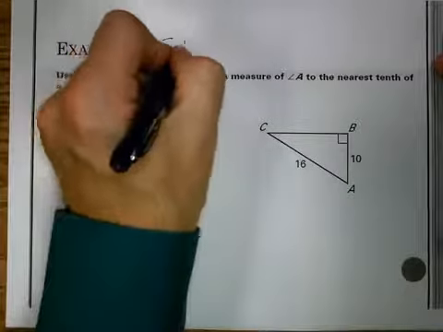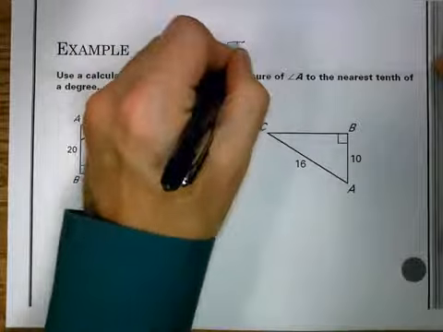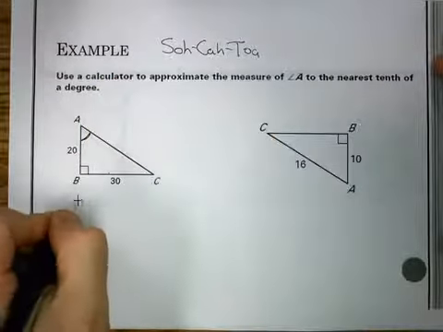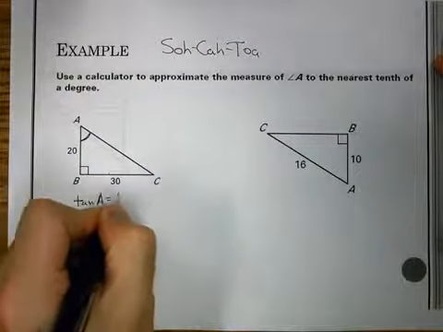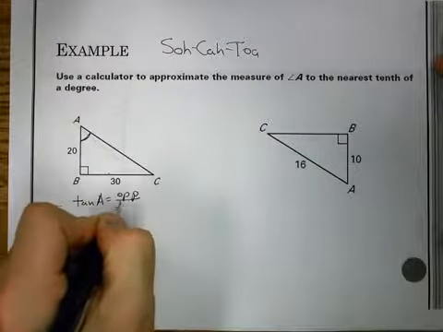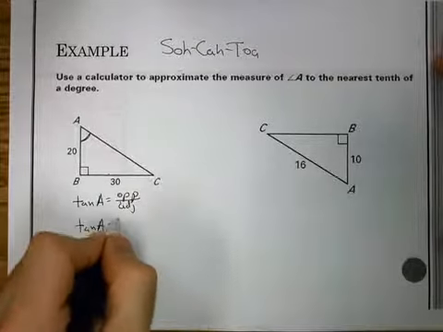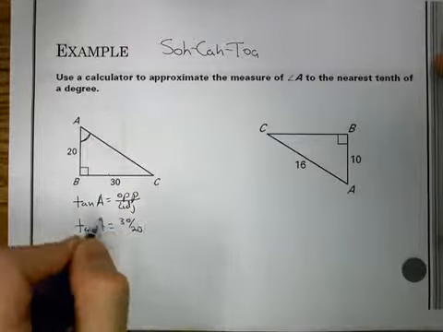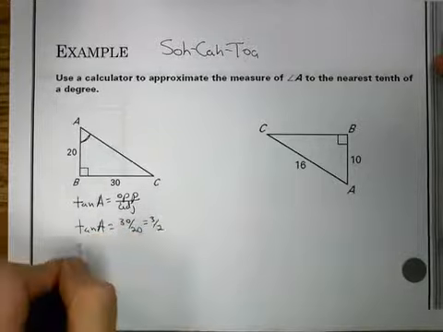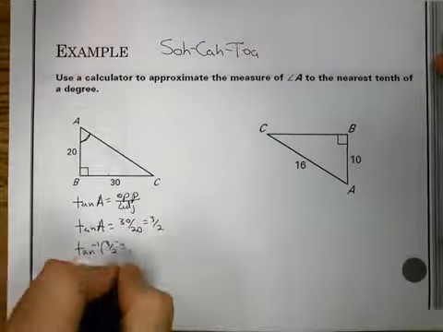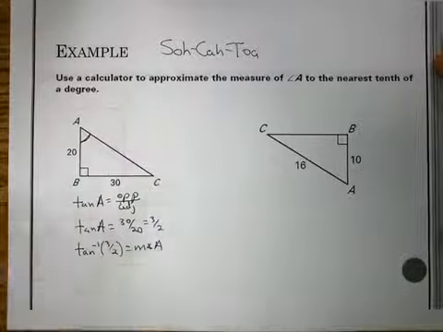So that means opposite and adjacent, O and A. I'm going to use tangent of A is opposite over adjacent. So tangent of A is 30 over 20, which is really 3 over 2. So tangent inverse of 3 over 2 is going to give me the measure of angle A.